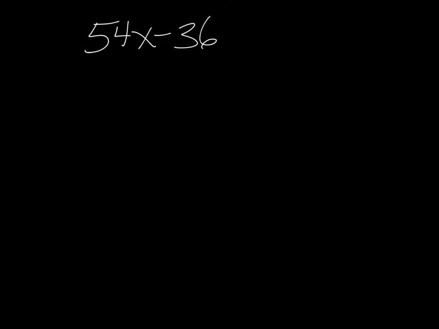And you may not notice immediately what the greatest common factor is, but you can certainly look at it and say, wow, I've got two even numbers. I know 2 is a factor. So let's just go ahead and start with 2. And 2 goes into 54 27 times. So I've got 27x, and then I'm going to subtract 2 into 36 is 18.